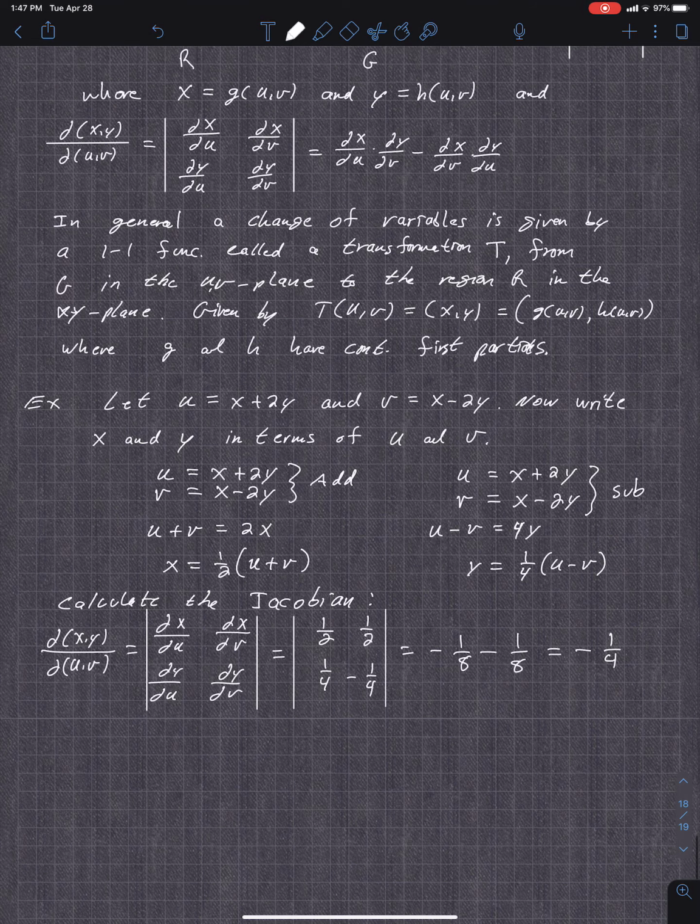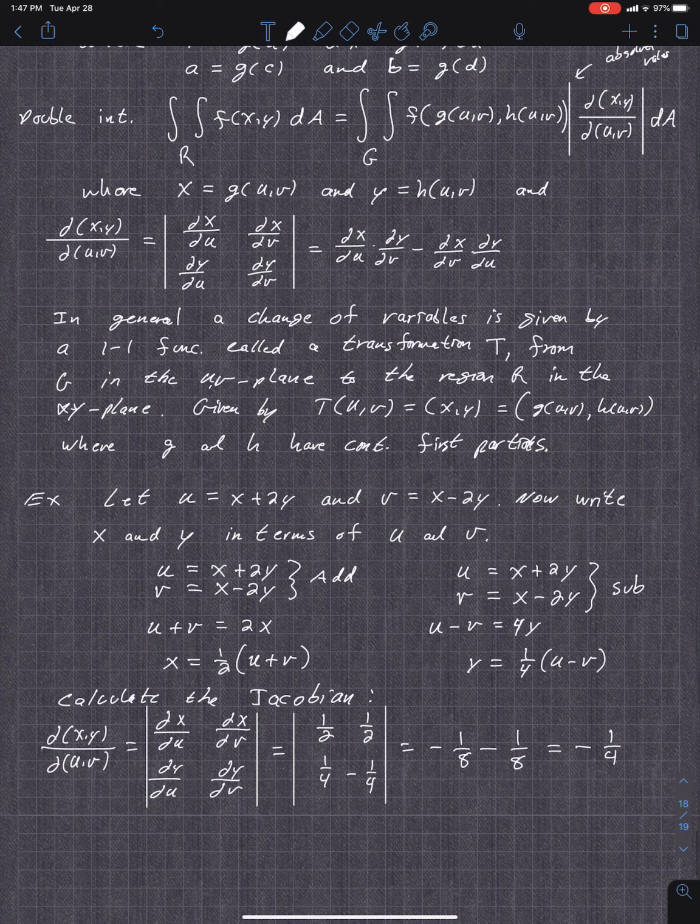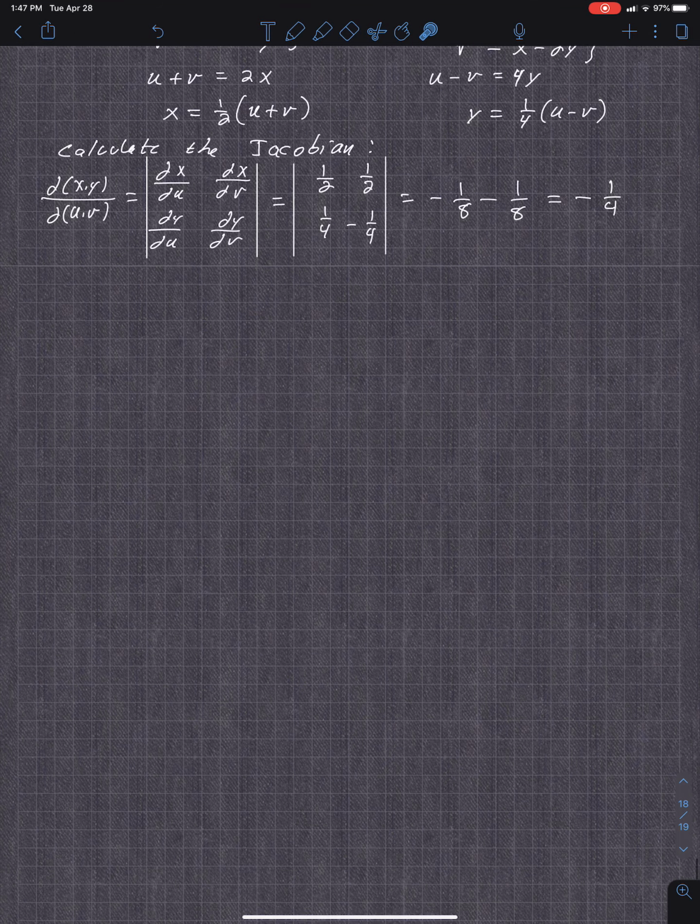And then in your formula, you'll actually, back up here, take the absolute value of that. And so this just becomes positive. Okay, so let's look at an example.